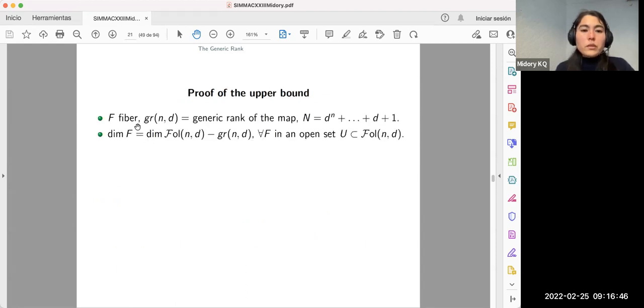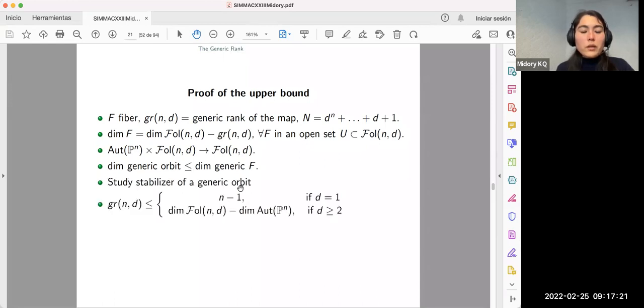So for the proof, we take just a generic fiber. We denote GR the generic rank, and n is the number of singularities. The dimension of a generic fiber will be the dimension of the space of foliations minus the generic rank. And we look at the action of the automorphisms onto the space of foliations. Then the dimension of a generic orbit will be at most the dimension of a generic fiber of the map. And then we study the stabilizer of the generic orbit.